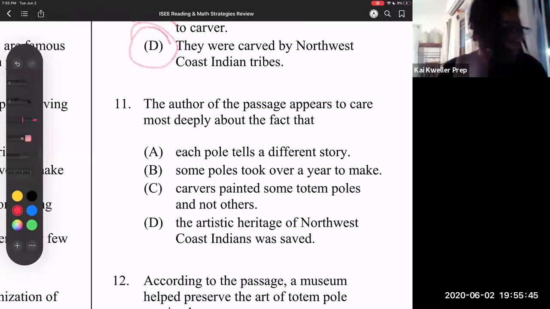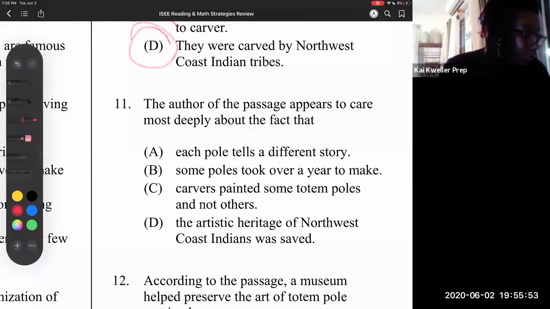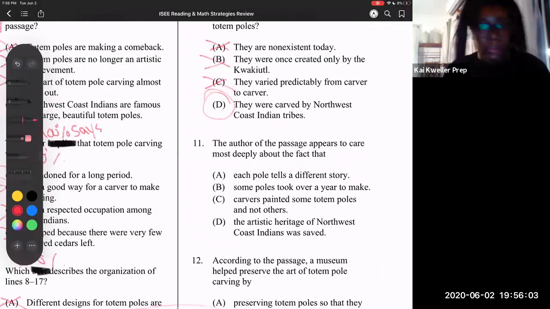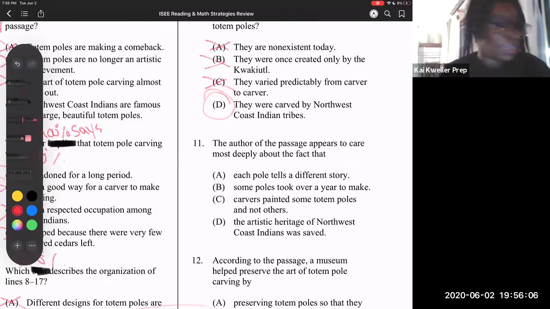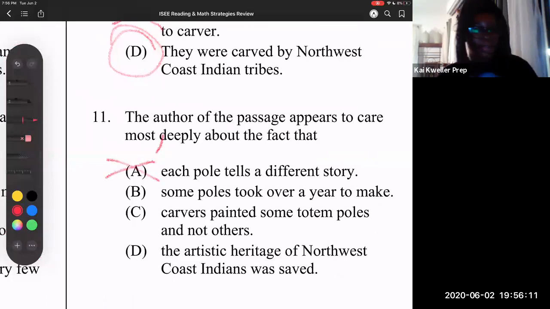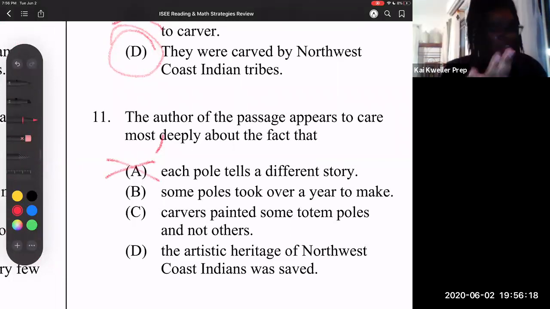The author of the passage appears to care most deeply about the fact that each pole tells a different story. Not really. They don't really talk too much about how each pole tells a different story. That's not really what he mentions a lot in the text. So no. Some poles took over a year to make. That was mentioned. That wasn't even a full sentence in the text. So that means that he couldn't care deeply about it if he barely mentions it. So that's also wrong.